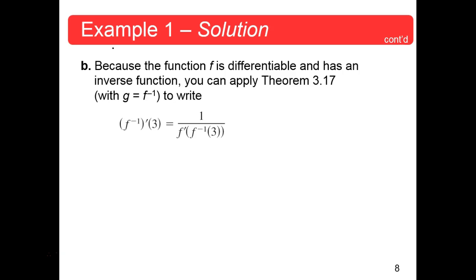And still, yeah, I don't like the way they're doing this, but let's go on and see what they do. f inverse of 3 is 2 from what we just did. So what is 1 over f prime of 2? Well, now you have to go back to the f function, which we have, and do its derivative. So let's go back and do that real quickly.